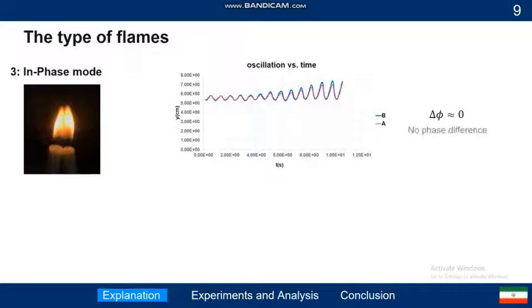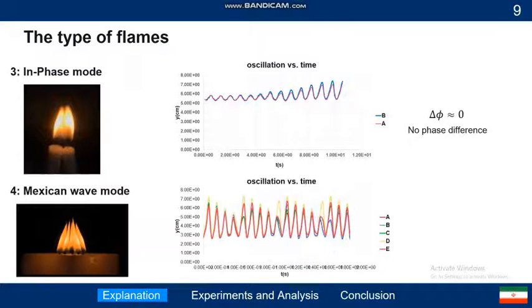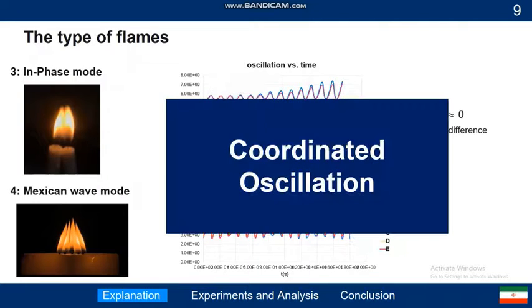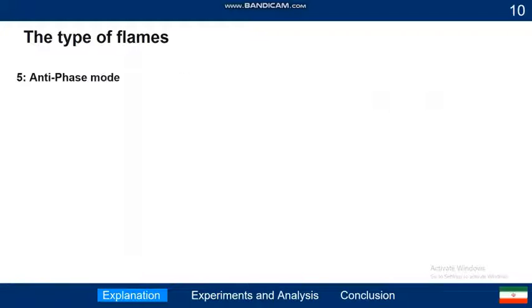And the next mode is in-phase mode, as the question mentioned. As you can see, the flames merged and have the same oscillation, and the delta phi is equal to 0, and we can see no phase difference. And the next mode is Mexican wave mode. As you can see, it is the same as in-phase mode, but with high amplitude, as you can see here. We call it coordinated oscillation.